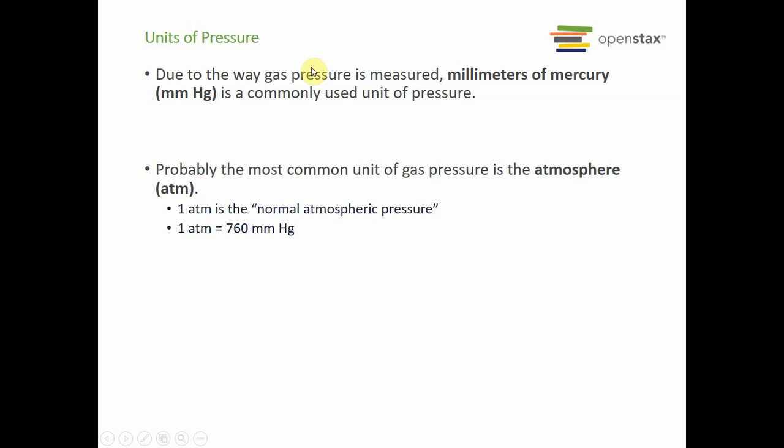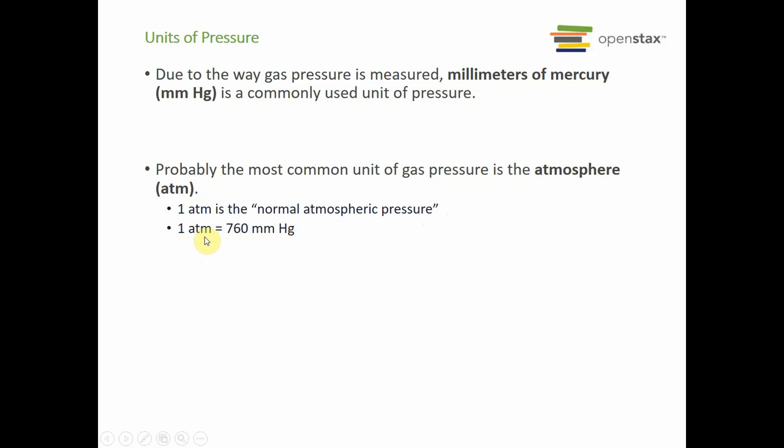And that's all because of the pressure, the atmospheric pressure supporting that column of water or that column of mercury. If the atmospheric pressure were higher, you would be able to pump water higher than 30 feet. Probably the most common unit of gas pressure is the atmosphere. An atmosphere is normal atmospheric pressure, that is the average atmospheric pressure at sea level, and it is 760 millimeters of mercury in height.